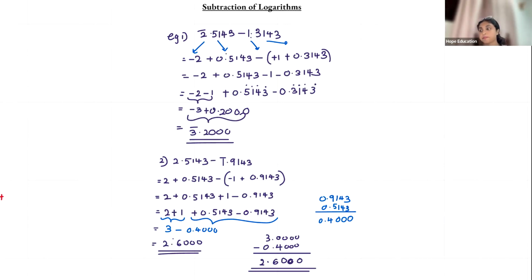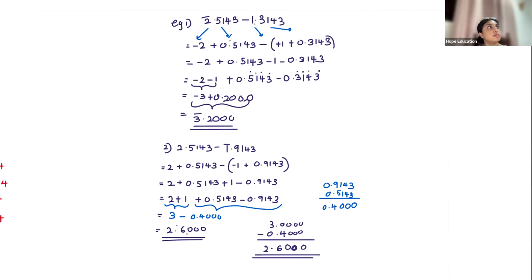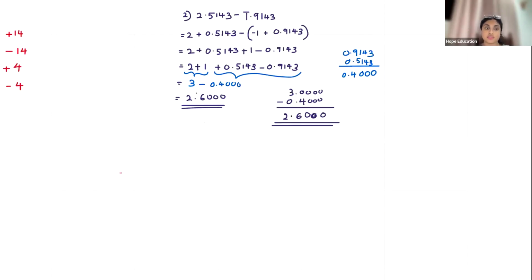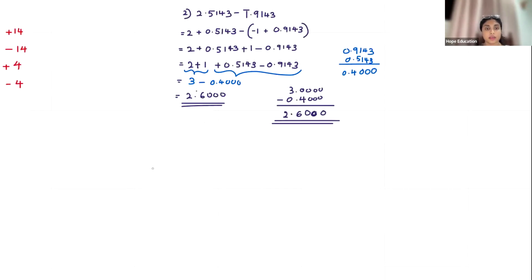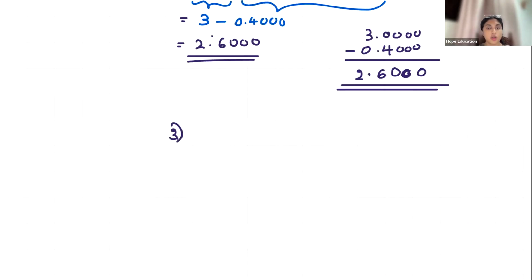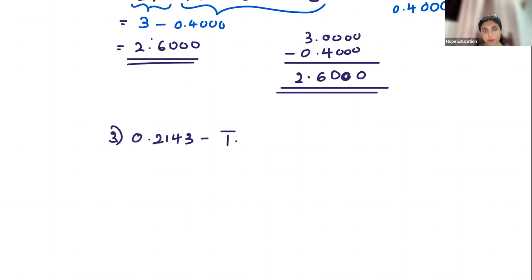Done writing lamai? Done? Okay. Let's move on to the third example. We have two more examples to do. Third example like this. 0.2143 minus bar 1.8143. As usual, අපි characteristic and mantissa separate කරනවා.